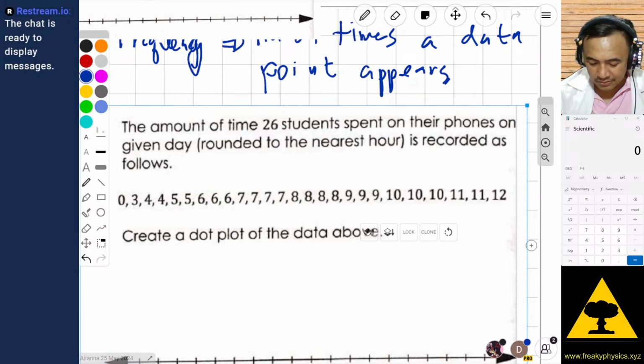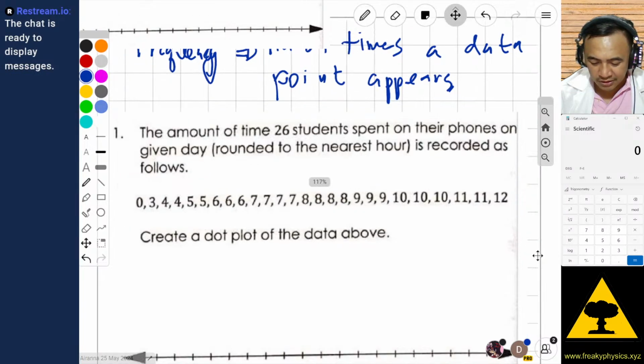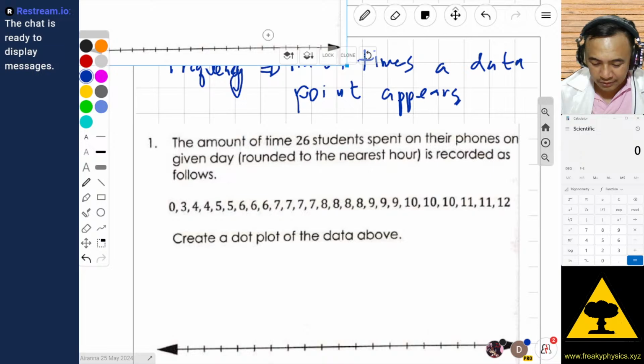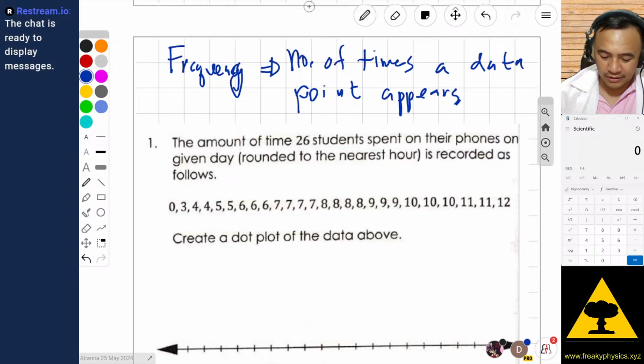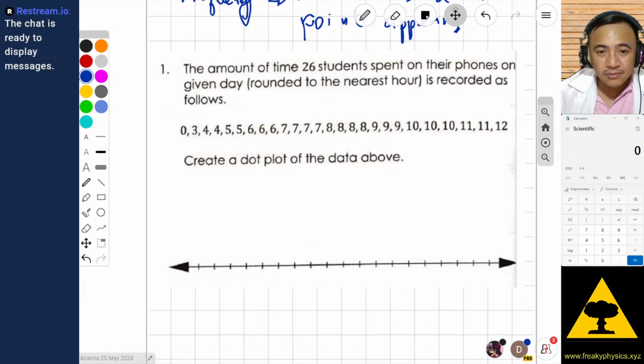So the amount of time for 26 students spending their time on their phones is recorded there. All we have to do here is create a dot plot of this data. This is going to take a while, so I'll just do it quick. So we put 0, 12 there.